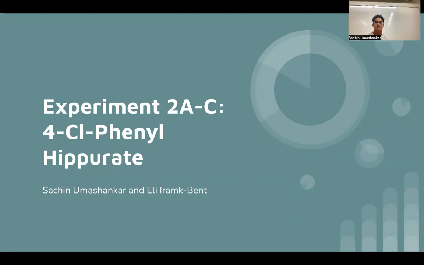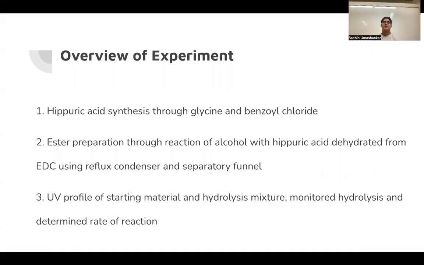Okay, so first part, we have the overview of the experiment. Initially, we synthesized hippuric acid through glycine and benzoyl chloride. The main purpose of the experiment, however, was to successfully synthesize 4-chlorophenyl hippurate. That was the general purpose.